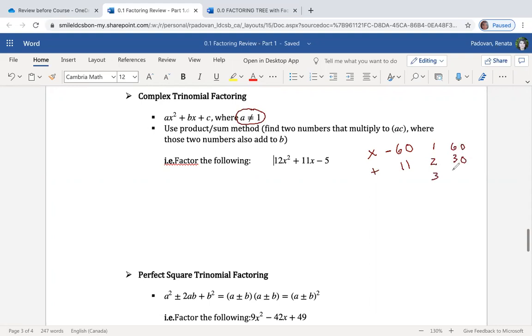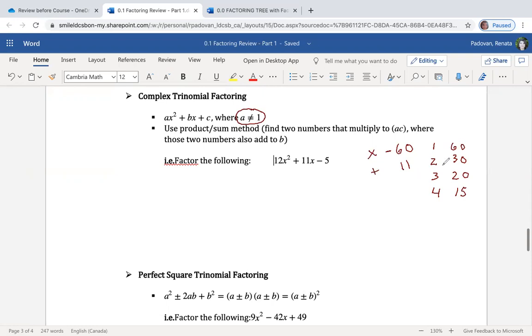3 multiplied by anything is 60. And if you weren't sure, you could also just take 60 divided by 3. And if you get a whole number on your calculator as an answer, that means it works. You don't want any decimals. So 3 times 20. Does 4 work? If I take 60 divided by 4, 4 times what is 60? 4 times 15. And 5 would work as well.